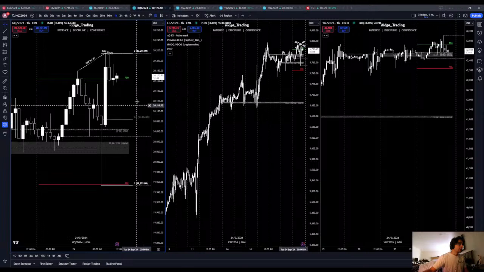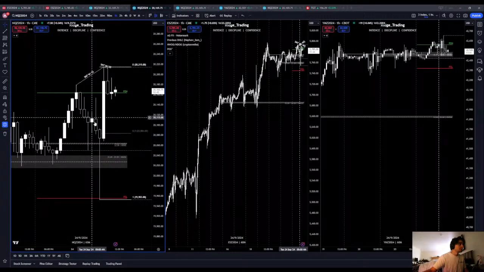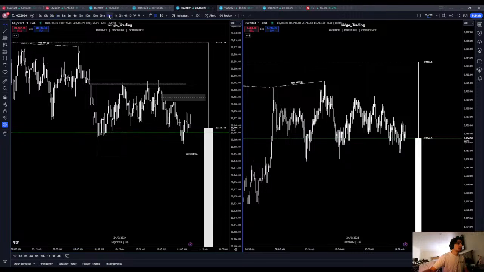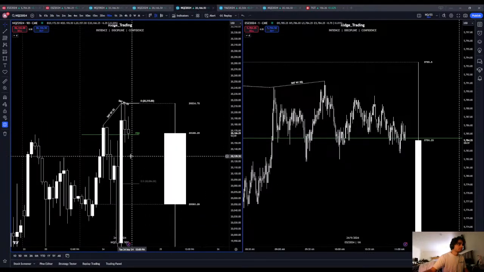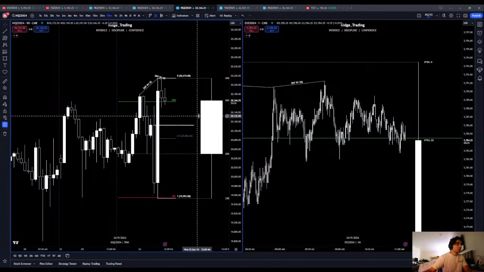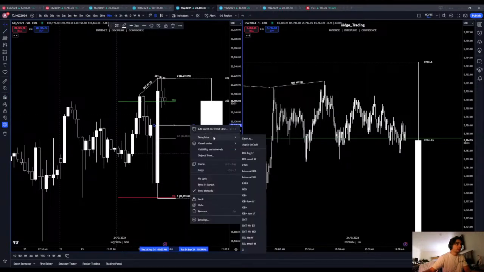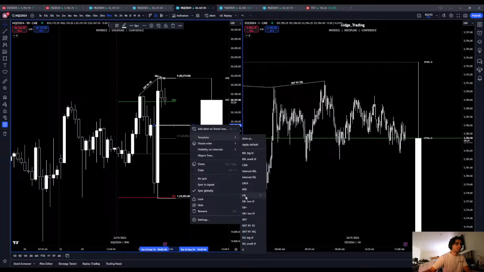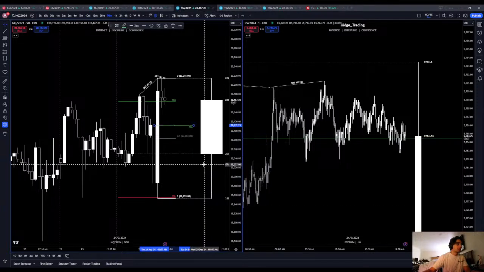Hourly chart here. Okay, let's take a look at like the 90-minute. Alright, so this order block here in the 90-minute is also a pretty good area if you're looking for a take profit. So we'll mark that out.